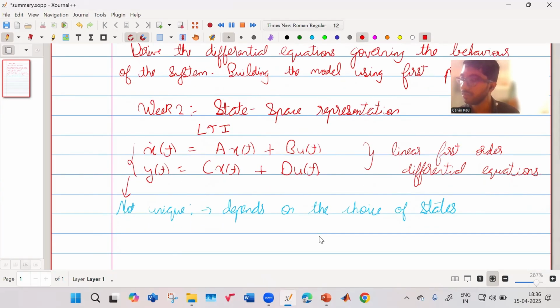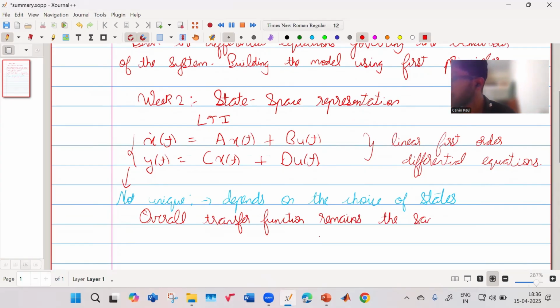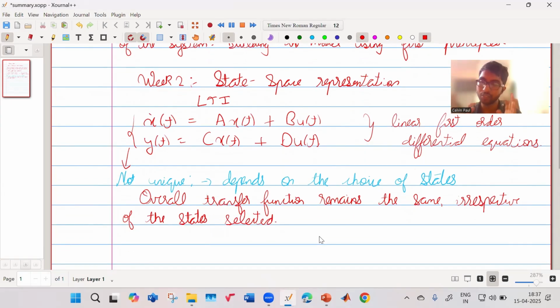Okay, but the overall transfer function remains the same irrespective of the state selected. Okay, so the transfer function is unique, but you can have different state space representations. So you'll have different A, B, C, D matrices, etc.